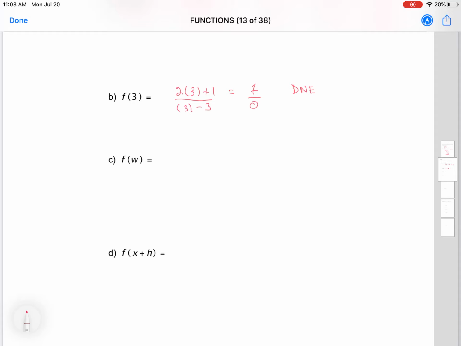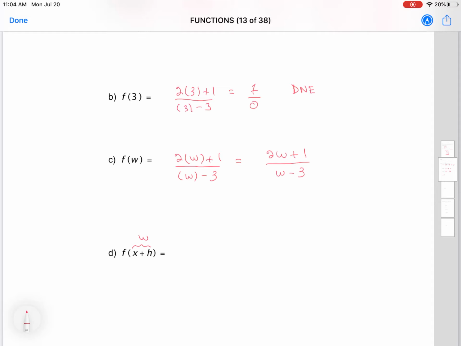Well, in the c part, we want f of w. Well, this is exactly the same strategy as finding f of 3, except that it's not 3, it's w. So I'm going to basically do exactly what I've done in the first two problems. Instead of replacing by a number, I'll replace my x with a letter. So I'm going to get here w minus 3. And what I get is not very eventful, but it is what it is. It's 2w plus 1 over w minus 3. Now, I want f of, yet again, another quantity called x plus h.